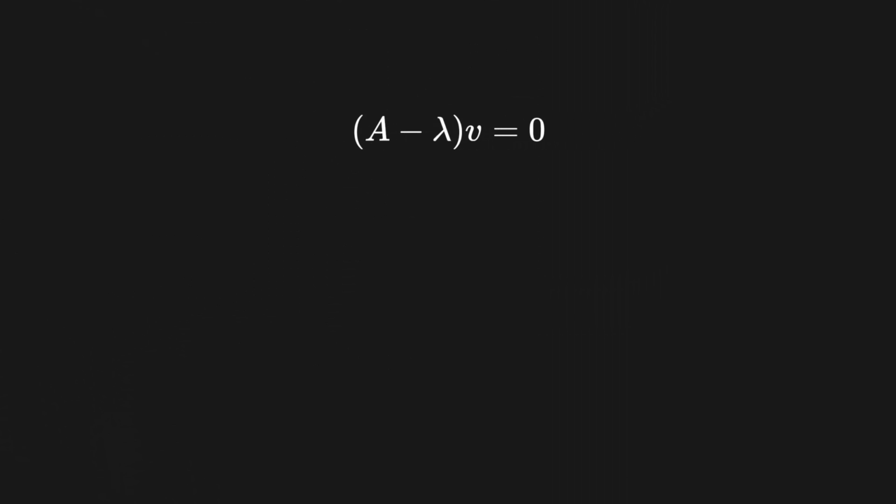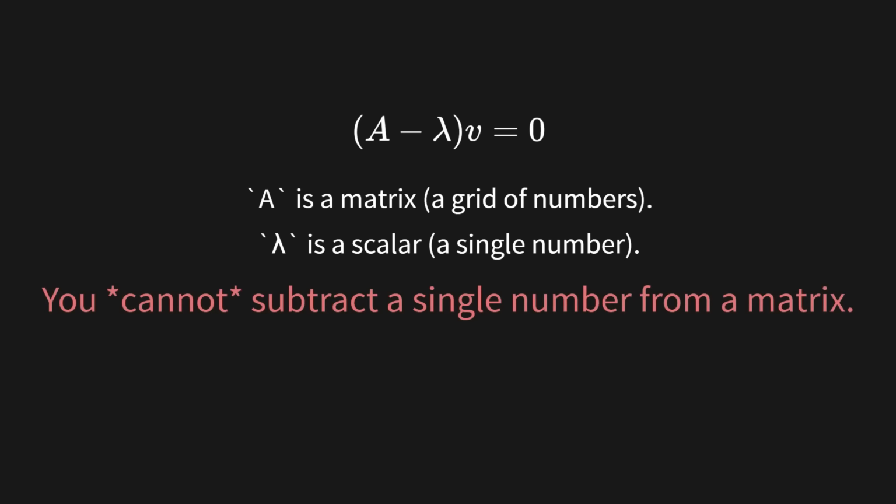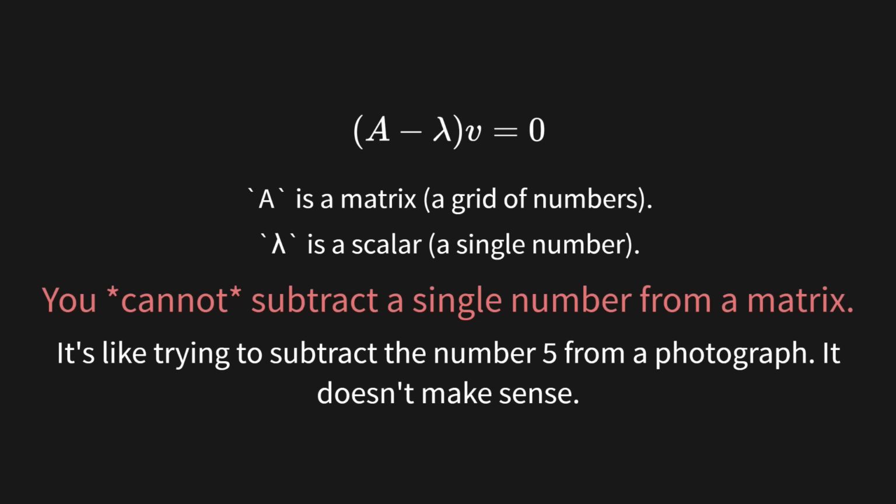And stop. Right there, we've hit a major mathematical problem. Do you see it? Look closely at that equation. (A minus lambda) times v equals 0. Here's the issue. A is a matrix, a grid of numbers. But lambda is a scalar, a single number. You cannot subtract a single number from a matrix. It's like trying to subtract the number 5 from a photograph. It just doesn't make any sense.